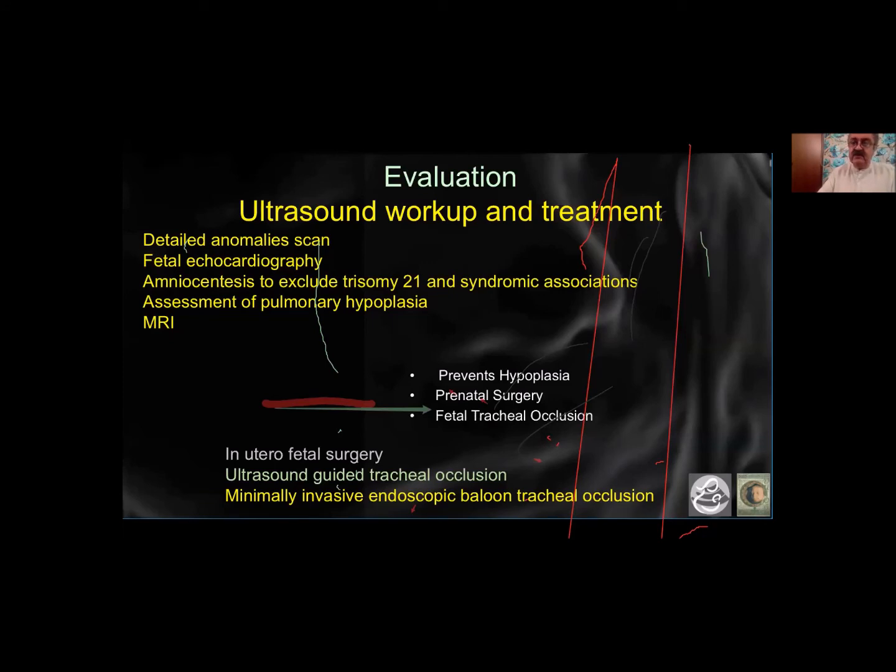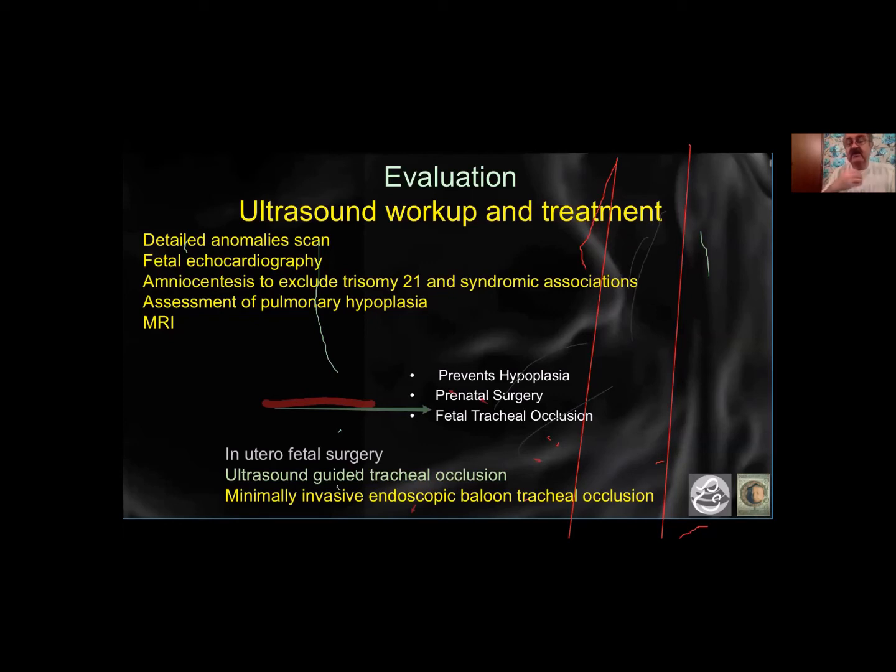The treatment that we do here is to prevent hypoplasia. Prenatal surgery was recommended, has been abandoned. Fetal tracheal occlusion by doing fetal surgery has also been abandoned. And now what we do is an ultrasound guided tracheal occlusion, or some people do it with a fetoscope, and then you block the trachea.